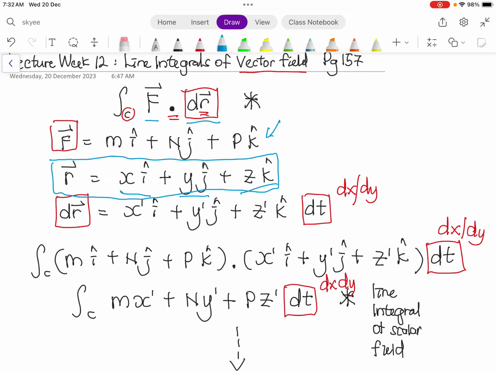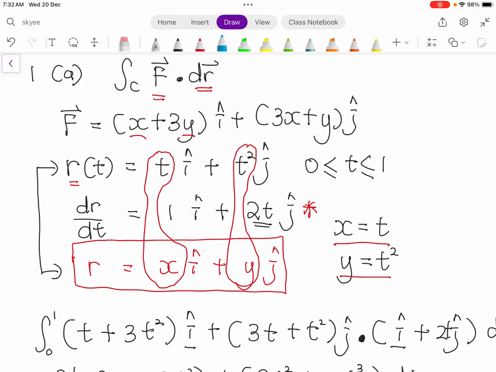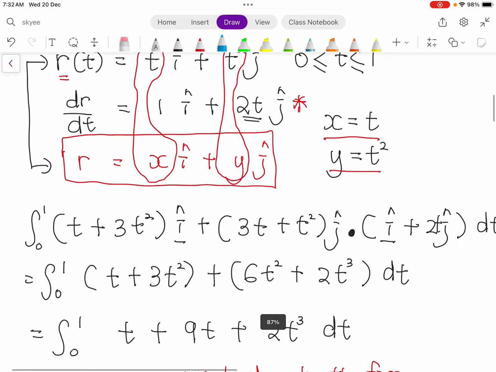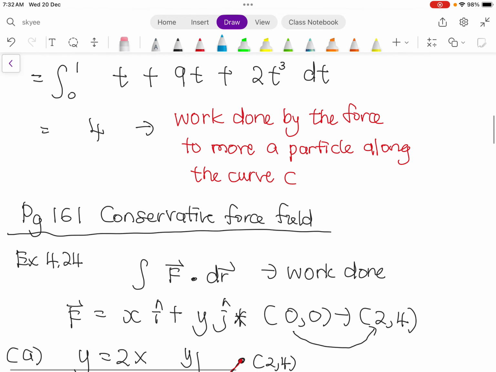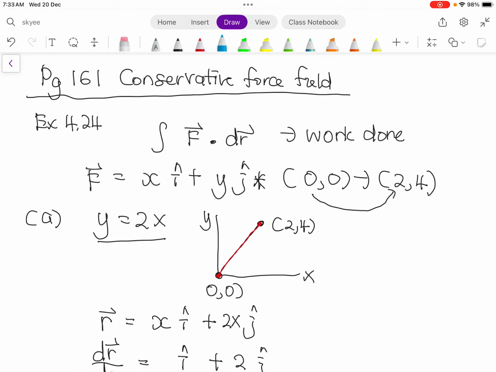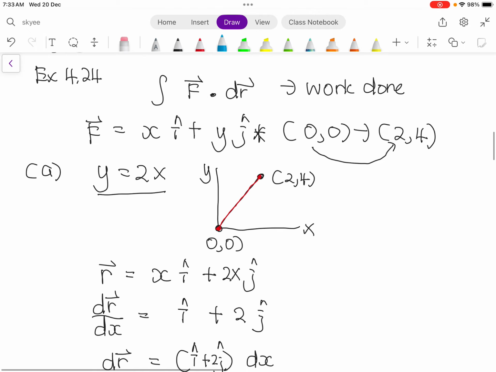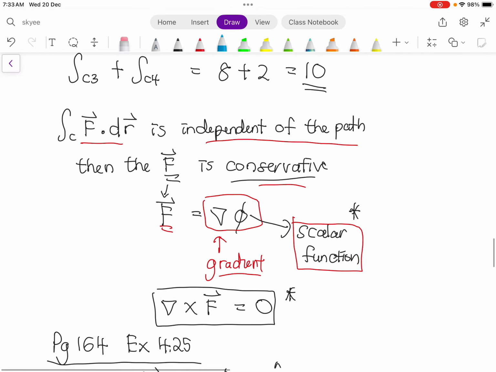Then you find the differentiation of the dr, and then you combine them. This is when you convert it into the dt. You can also choose not to convert it into the dt. So next I showed you how to perform the line integral by using different paths. If the answer that you get from different paths is the same, we say that the force is conservative, and it is independent of the path.